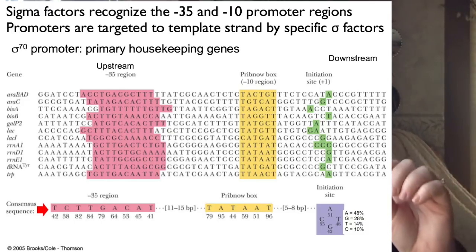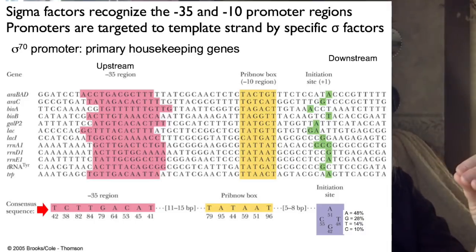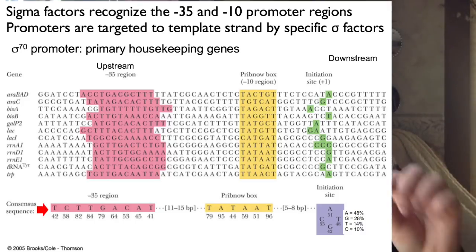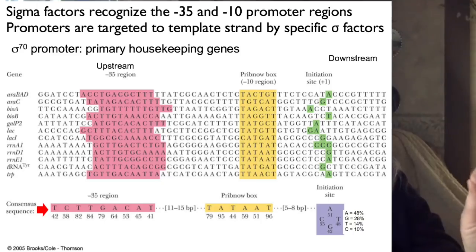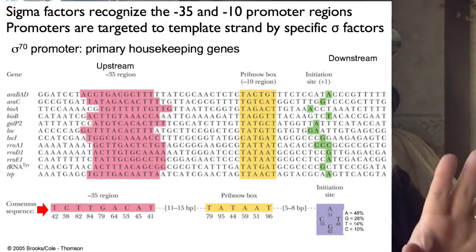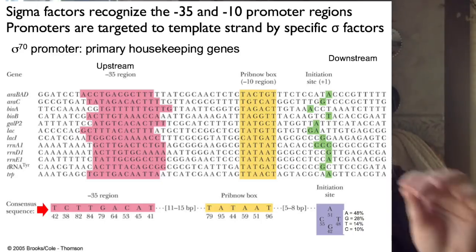And promoters that are closer to this consensus sequence are stronger promoters than those that have deviations from this consensus sequence. Deviations from consensus yield a weaker promoter.